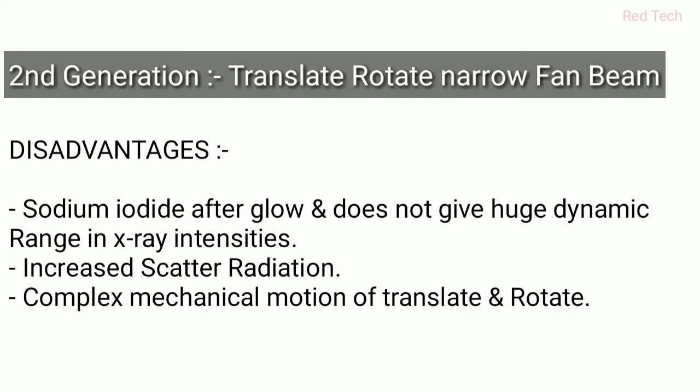Now look at the disadvantages. The same disadvantages remain: sodium iodide afterglow, and it does not give a huge dynamic range in X-ray intensity. As the number of detectors increases, the scatter radiation also increases, and as usual, the complex mechanical motion of translate and rotate still exists in the second generation as in the first generation. This is also complex, but the difference is translate rotate narrow fan beam and increased detectors.